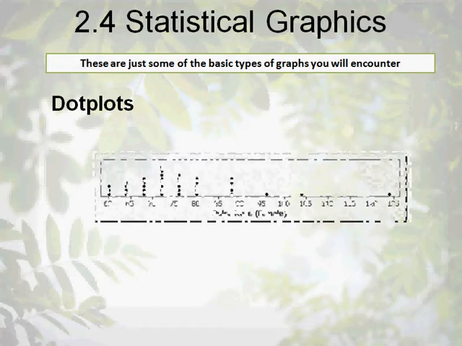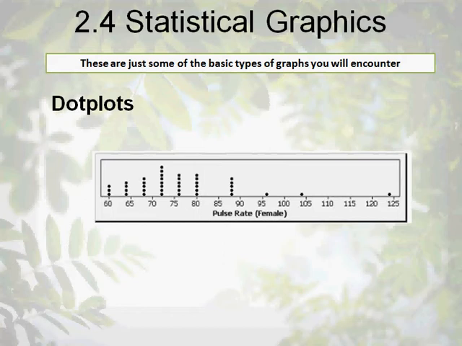Dot plots consist of graphs in which each data value is plotted as a point, or dot, along a horizontal scale of values. Dots representing equal values are stacked. So on this dot plot, each dot may represent one person, 10 people, or 100 people, etc.